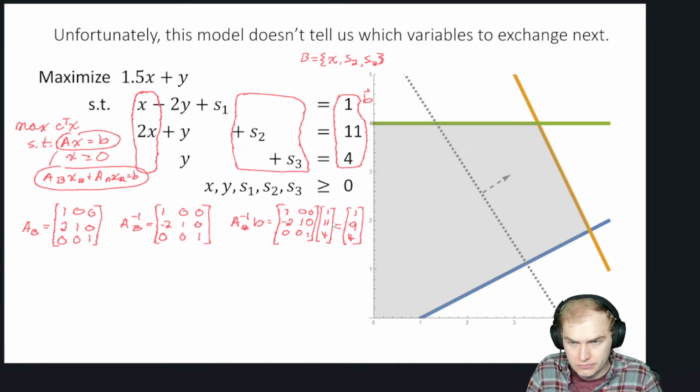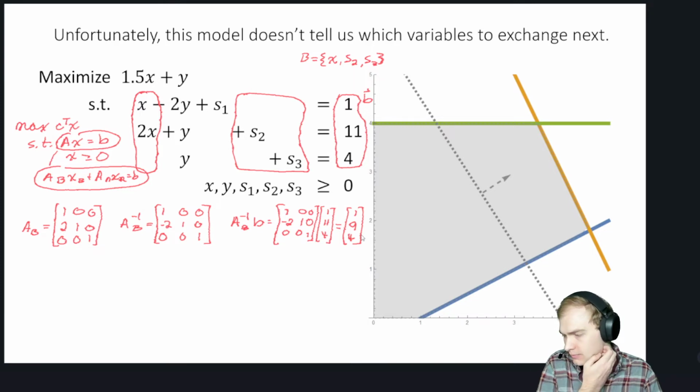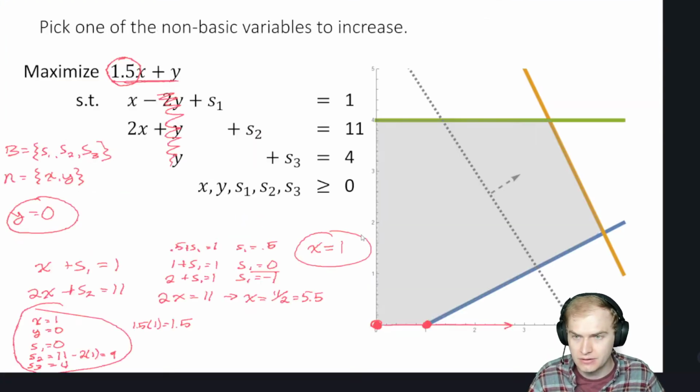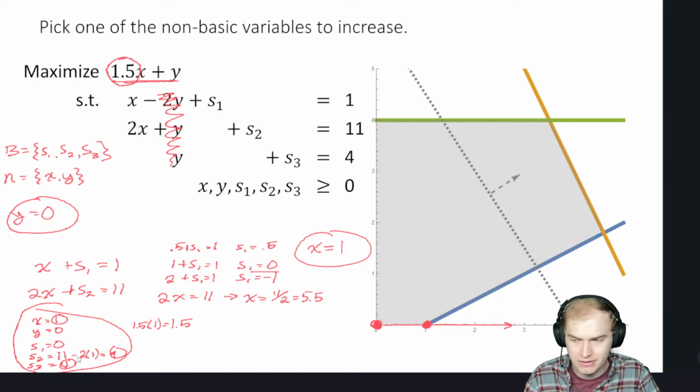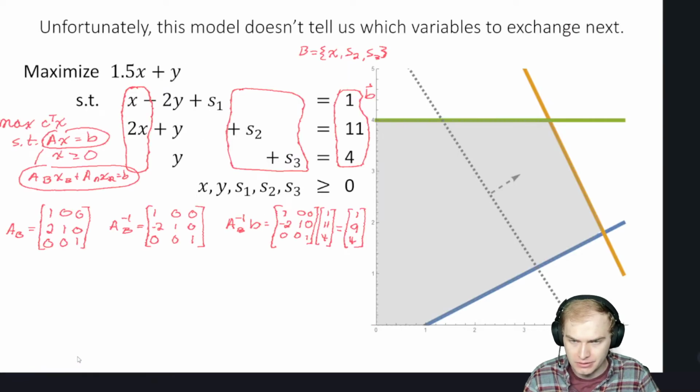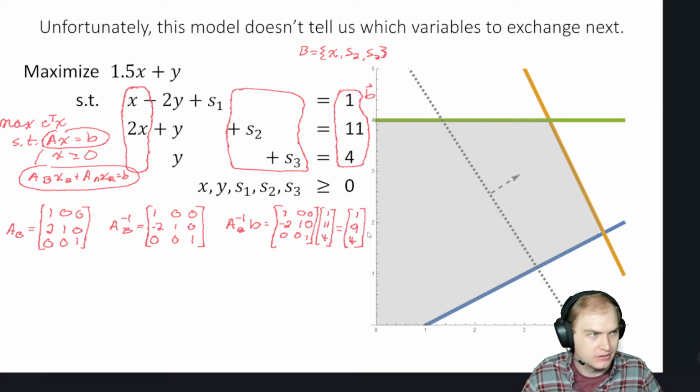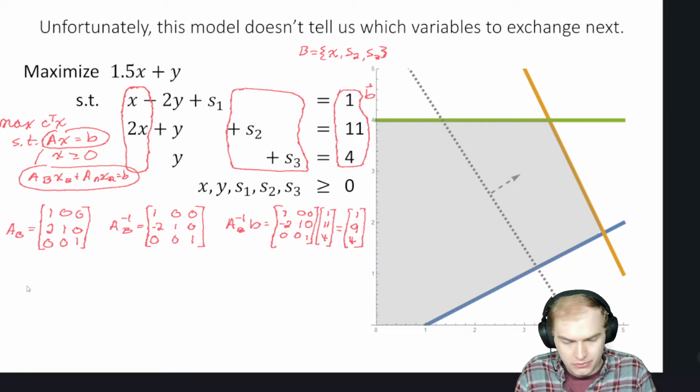So we'll notice that this is our basic solution from the last screen. We had a 1, a 9, and a 4 in the same sort of order. Here we have 1, 9, and 4. That's not a coincidence. That is our basic solution.